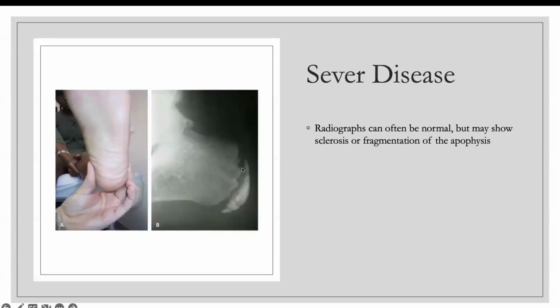This is an example of our radiograph with the fragmentation again of that apophysis. You might not have it, again, for all of these diseases, it might just be a normal radiograph, so you might need to just diagnose it clinically as well.